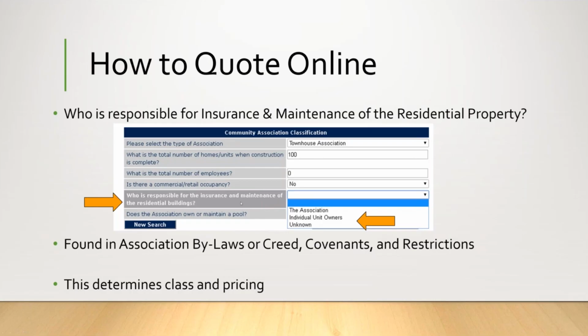So if you're not quite sure, that is found in the association bylaws or covenants. That's where you'd be able to find out. And this question is super key because it does determine the class N pricing. So again, planned unit developments or single family homes or individual unit owners, or if it's a condo or townhome association, sometimes the association is responsible for the insurance and maintenance.